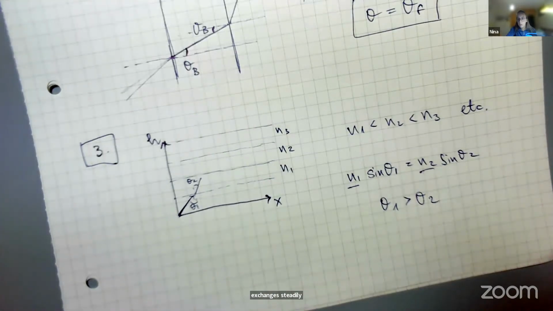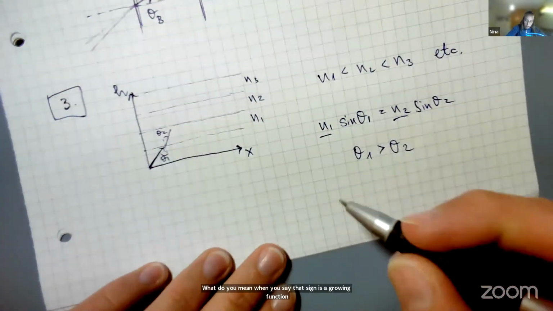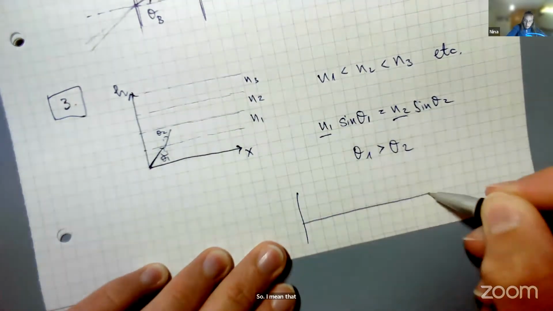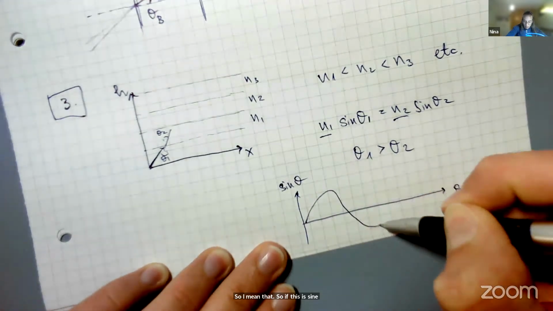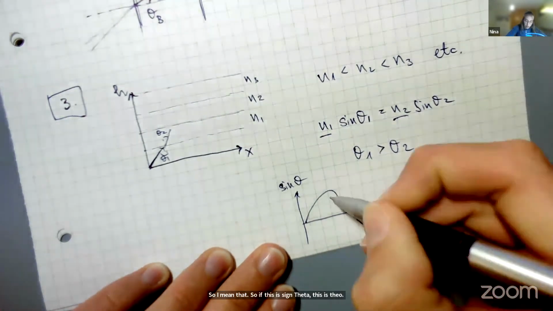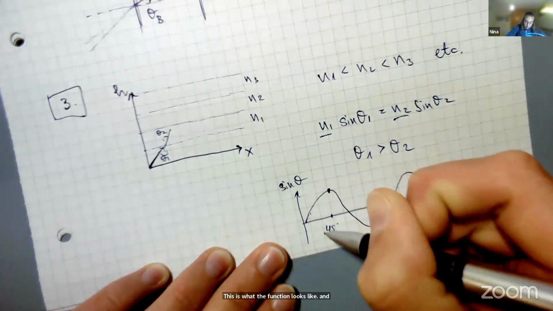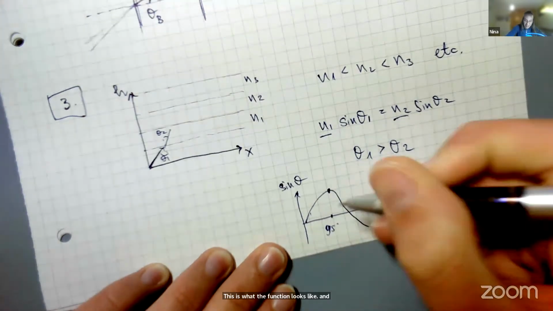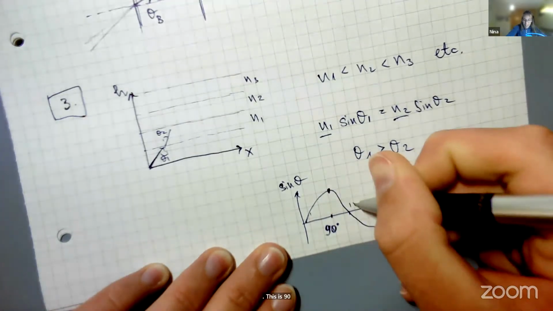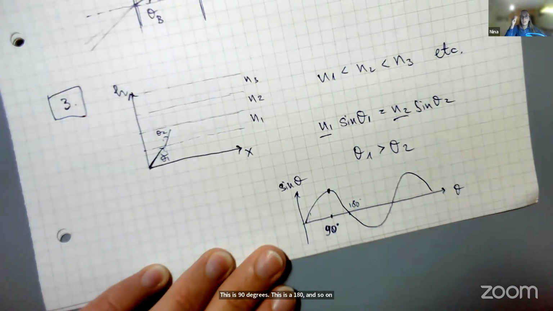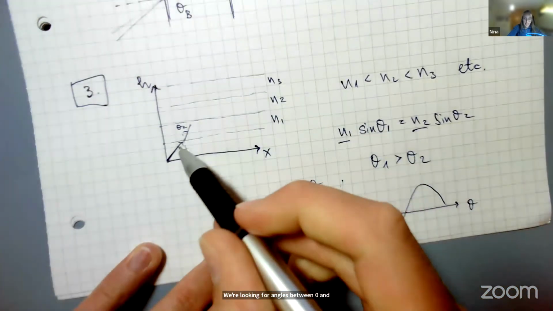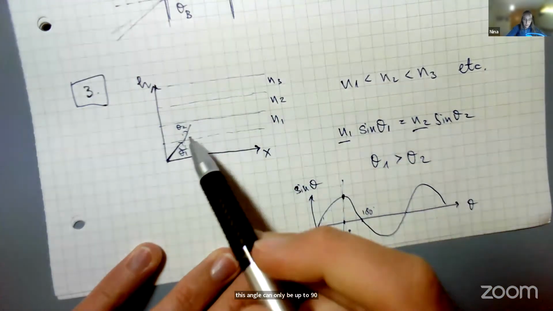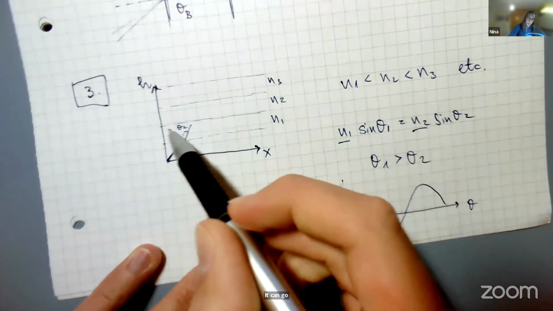Chat, what do you mean when you say that sine is a growing function? So I mean that, if this is sine theta, this is theta, this is what the function looks like. And here is 45, this is 90 degrees, this is 180, and so on. And with angles, we're looking for angles between 0 and 90. So this angle can only be up to 90 degrees. It can't go to 180, otherwise the light would be coming from upwards somehow.